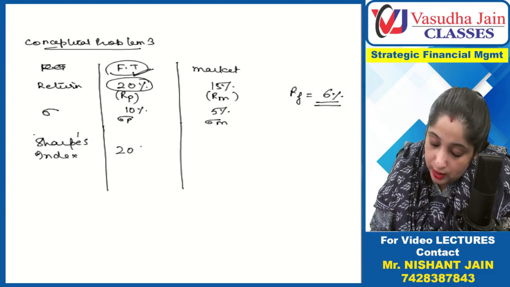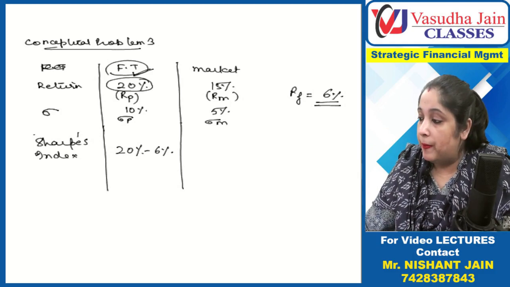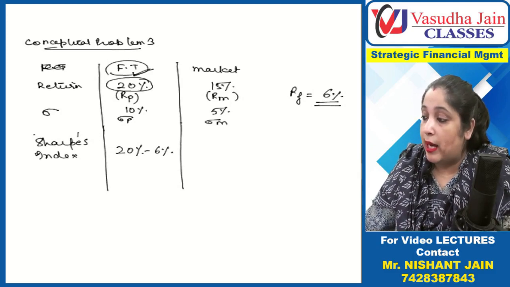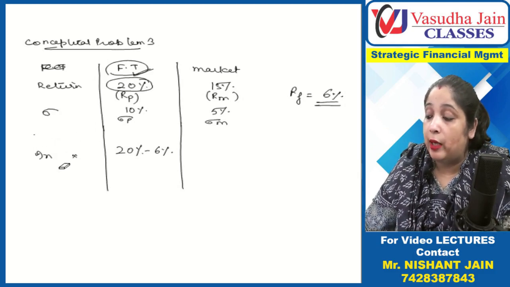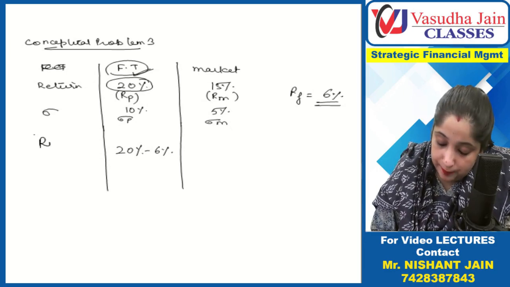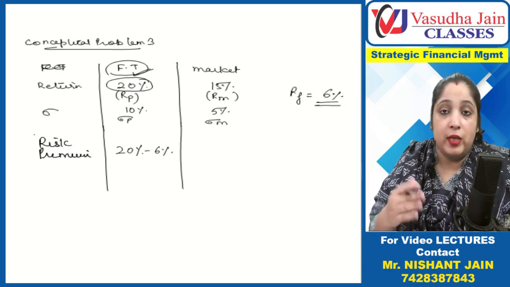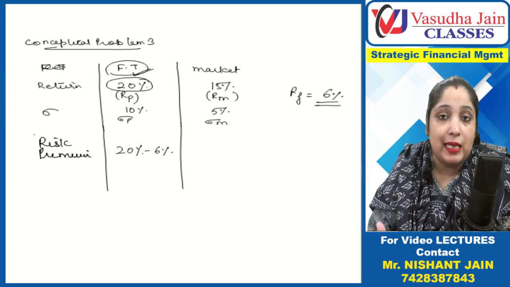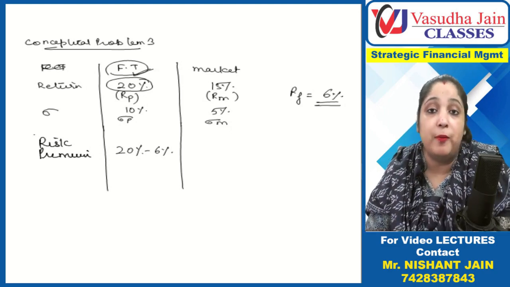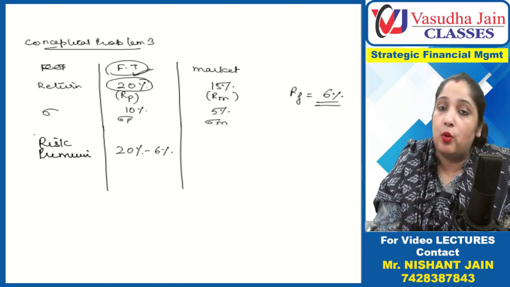So that is 20% minus 6%. This is the return which you are getting over and above the risk-free rate of return. This is called risk premium. If you have studied portfolio, you know what is risk premium. Whatever you get extra over and above risk free for bearing the risk. So the mutual fund is giving you more than 6%.